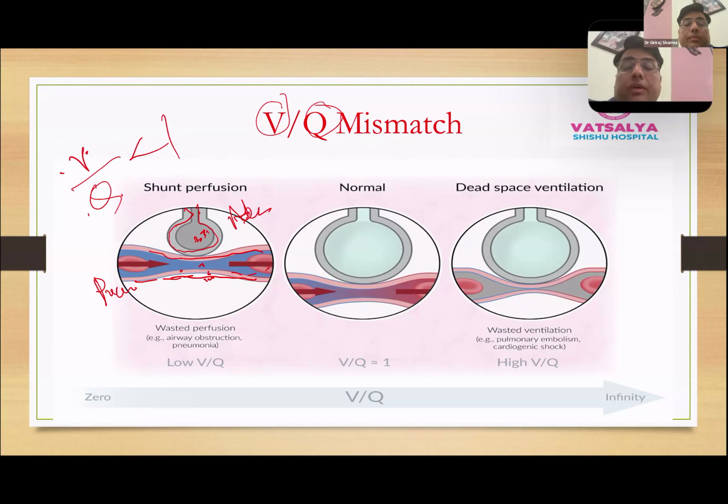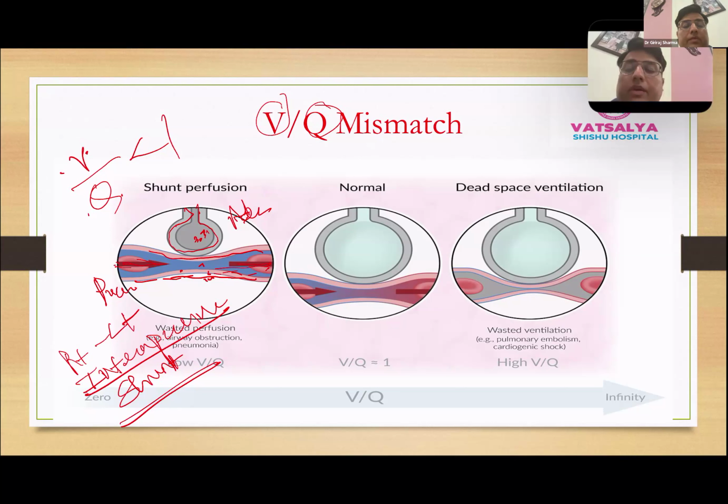Okay, so what will happen here? The blood will go without oxygenation. This is called right to left shunt, or intrapulmonary shunting, or shunt perfusion. So intrapulmonary shunting will happen and the baby will be in hypoxia. So here we have to recruit the alveoli, by CPAP or ventilation. We have to open the alveoli.